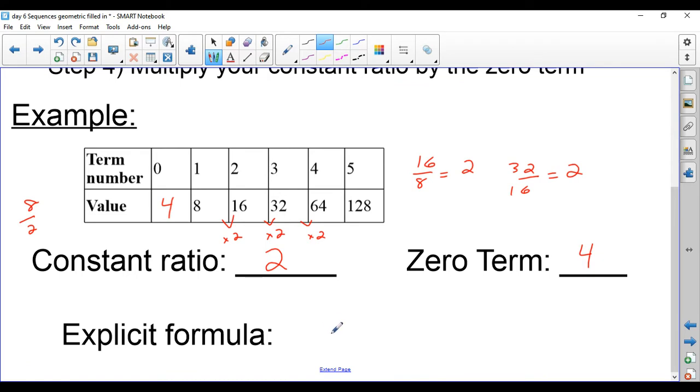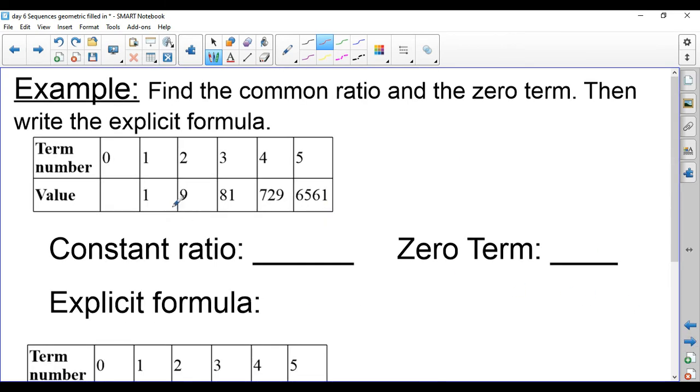The explicit formula: you take the constant ratio and raise it to the nth power, and then you put the zero term and multiply that by it. We're not going to plug in any numbers for n today. When we have to do that tomorrow, I'll talk about calculators.